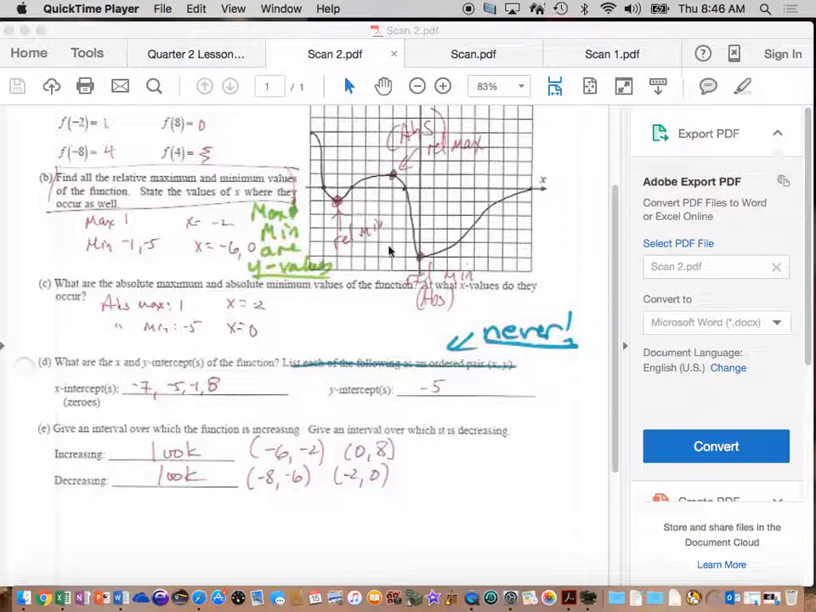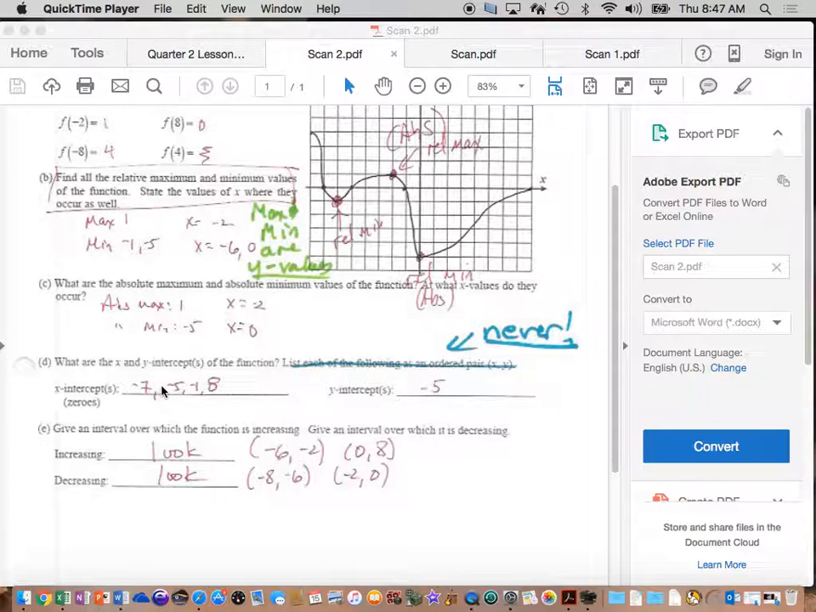And then I have 2 relative minimums, but this one is lower than the other one, so it's the more minimum of the minimums, if you will, and that is at -5. So here's my relative max, 1, my relative minimums, there are 2 of them, -1 and -5. These are the x values when they occur. Then the absolutes are the highest of the high and the lowest of the low, 1 and -5.